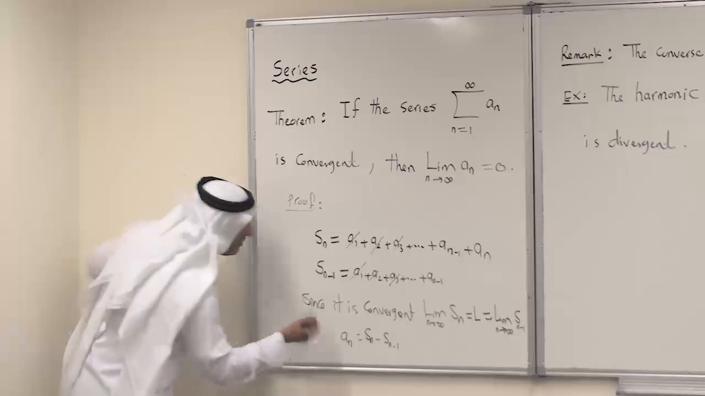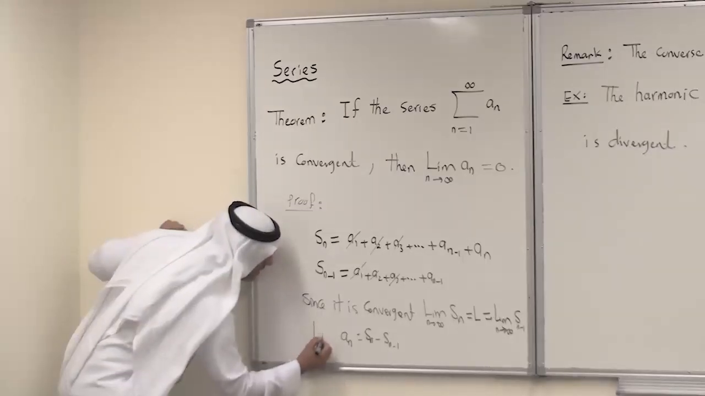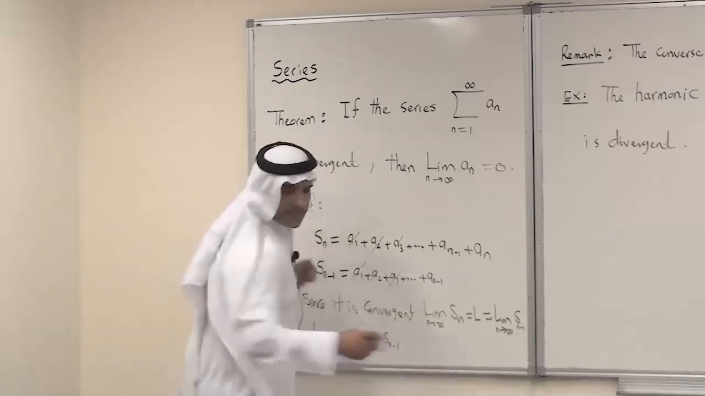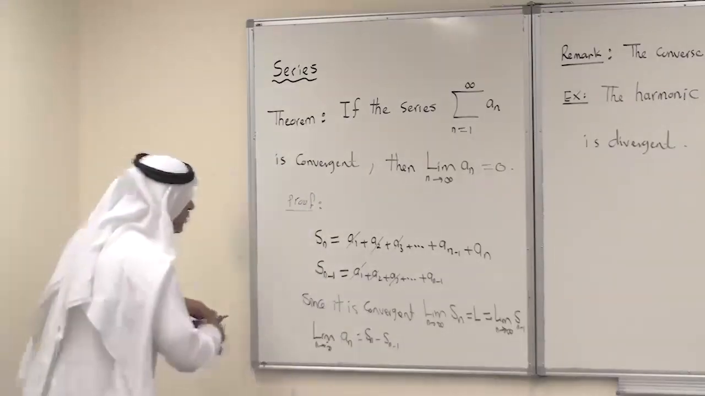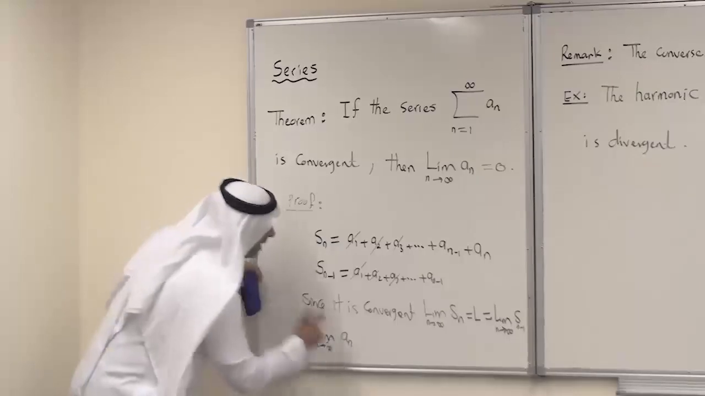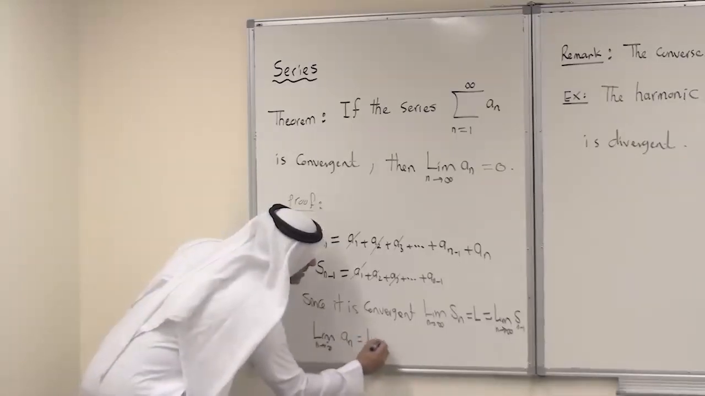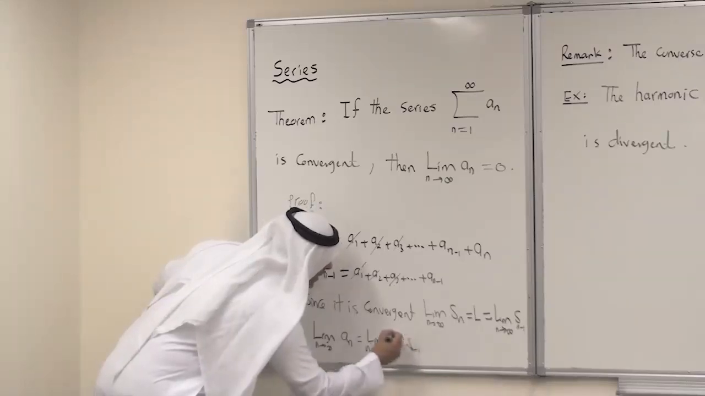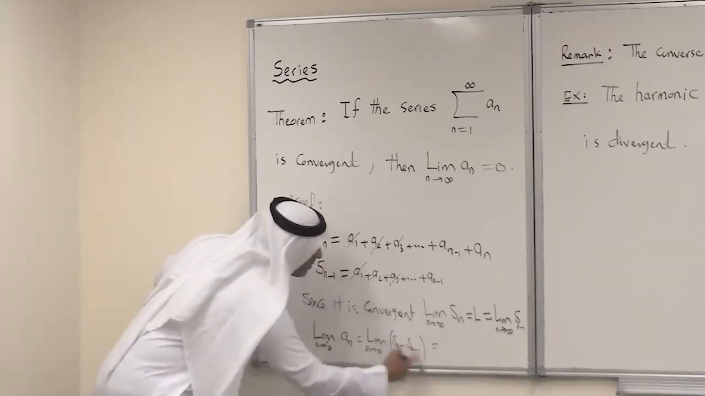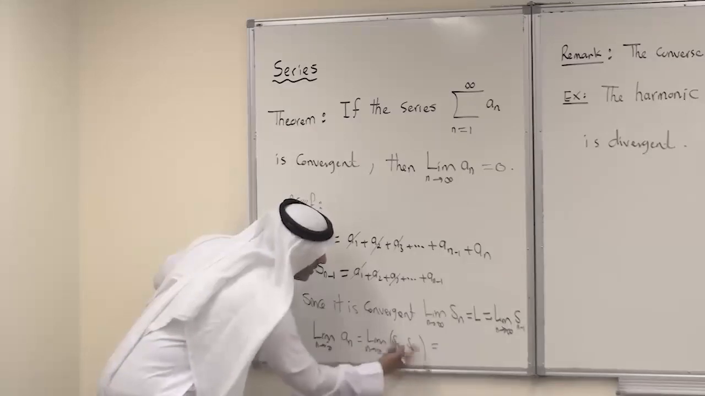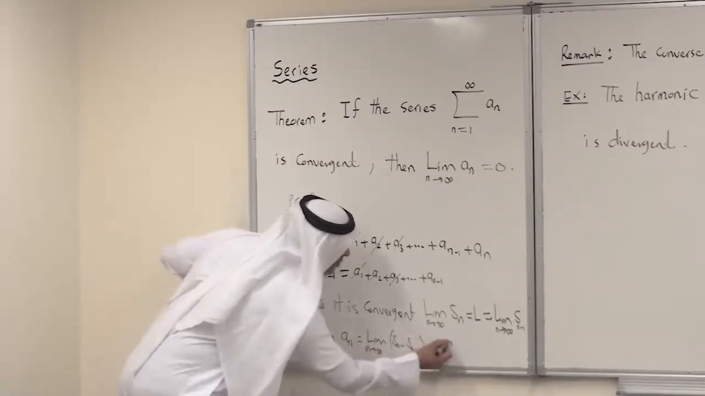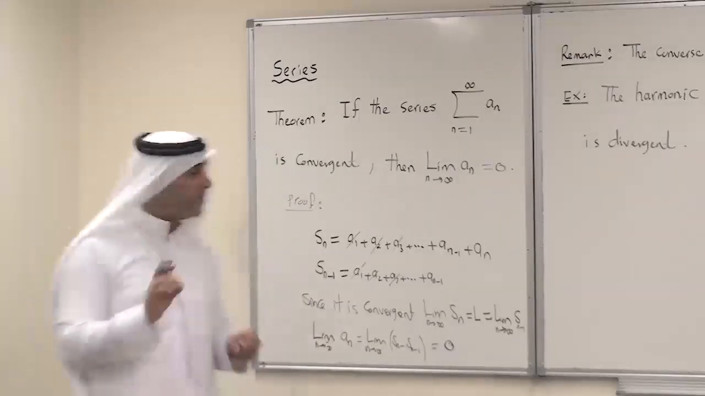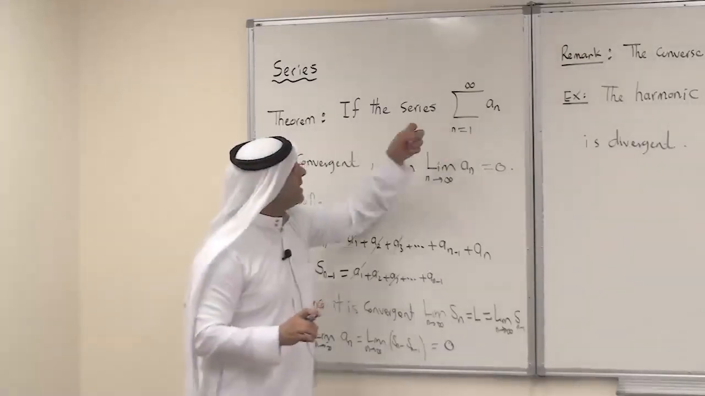Now, if you push the limit as n goes to infinity, again here, this will be exactly equal to the limit as n goes to infinity of Sn minus Sn minus 1. And you know that these two are convergent, and both of them go to the same limit, L and L, so the difference will be equal to 0. So the limit of the nth term must be equal to 0 if the series is convergent.